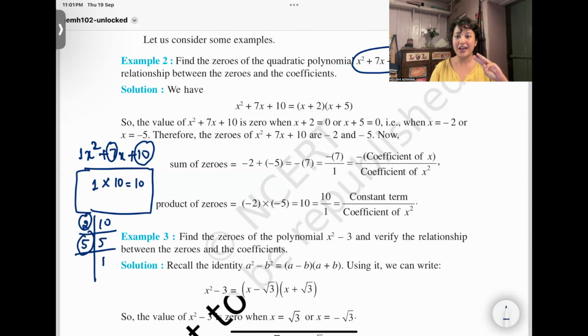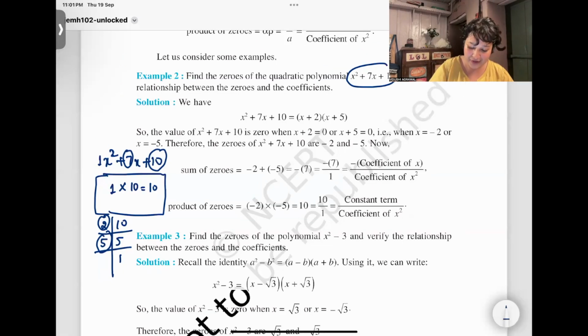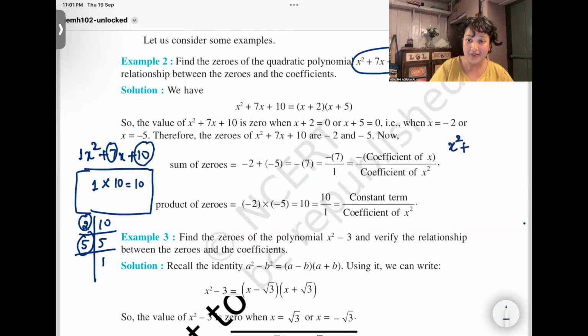This I can't use. But if I add 2 plus 5, I'm getting the middle term. The trick is how we're going to calculate, like how to use zeros. See, what I'm going to do, I'm going to write here now. So I'm going to write x squared plus, instead of 7x, I'm going to write what? 2x plus 5x. x squared plus 2x plus 5x plus 10. From here we have taken, right?